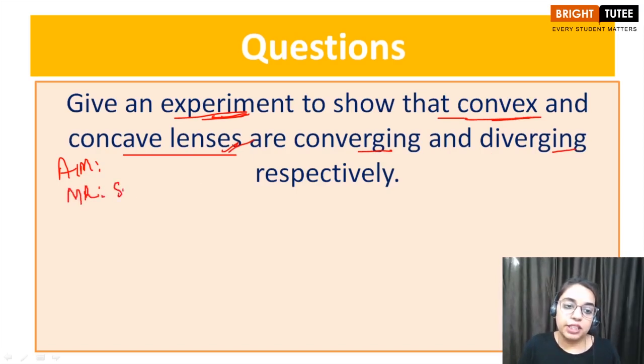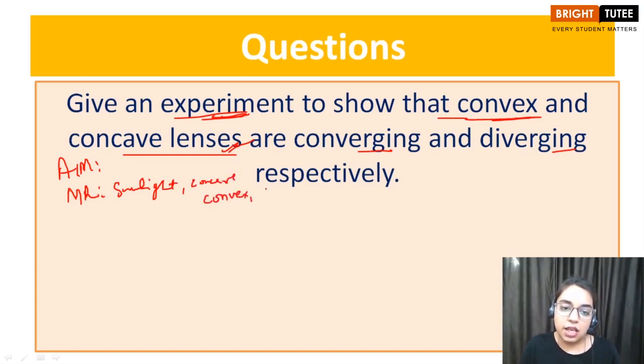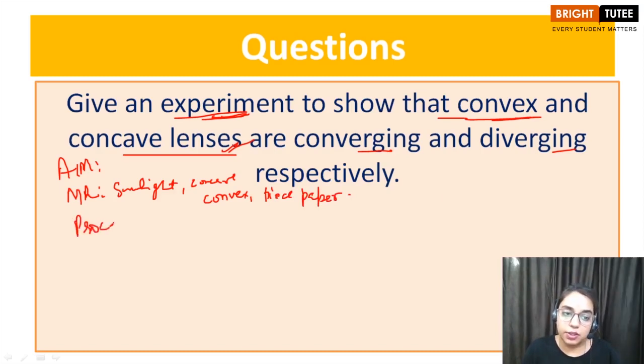So you will be needing a source of light, or sunlight you can take. Then you will require a concave lens, a convex lens, and a piece of paper, and this piece of paper will be acting like a screen. Okay, so what you're going to do is first write about the procedure. Children, make sure that you write this procedure in points.